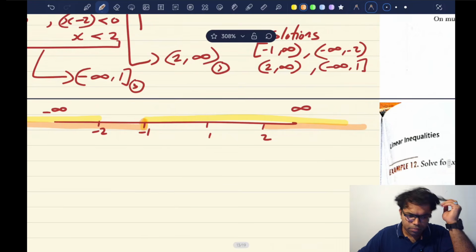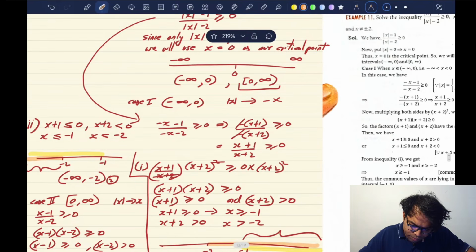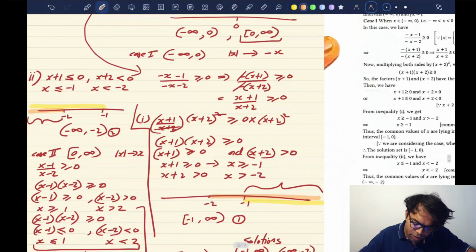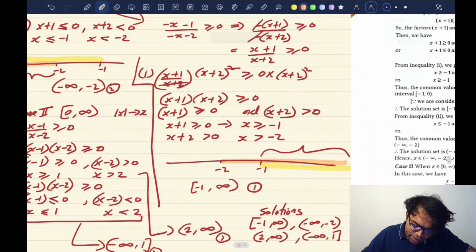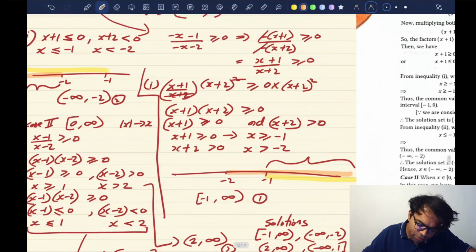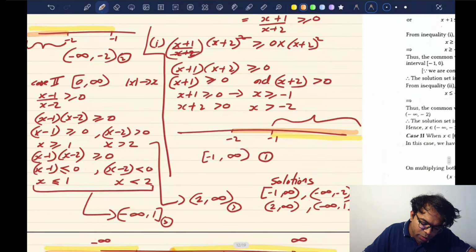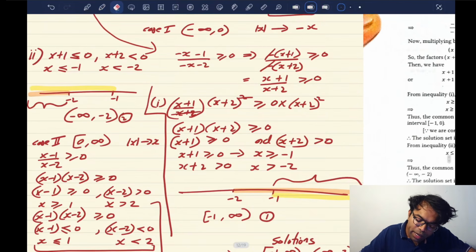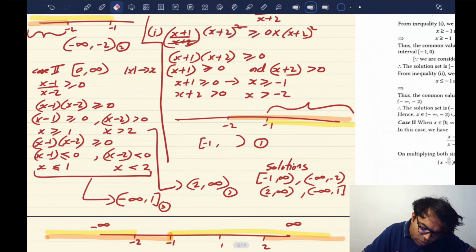Wait, hold on. Sorry, I made a mistake. See, the region is minus infinity to 0. When you have minus infinity to 0, then you will not have from minus 1 to infinity. Okay, that's not going to be the case. Basically you are going from minus infinity to 0, so you can only go from minus 1 to 0. That's it.